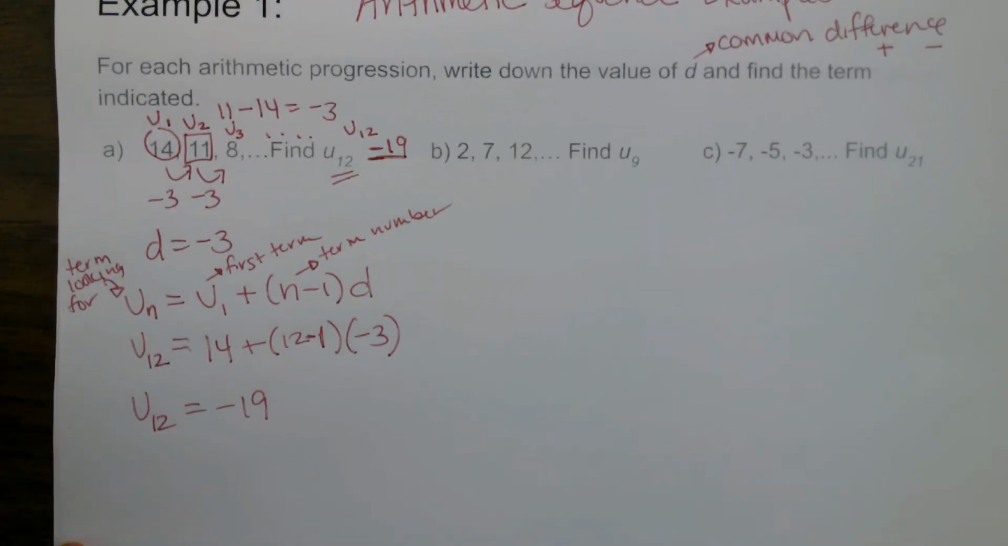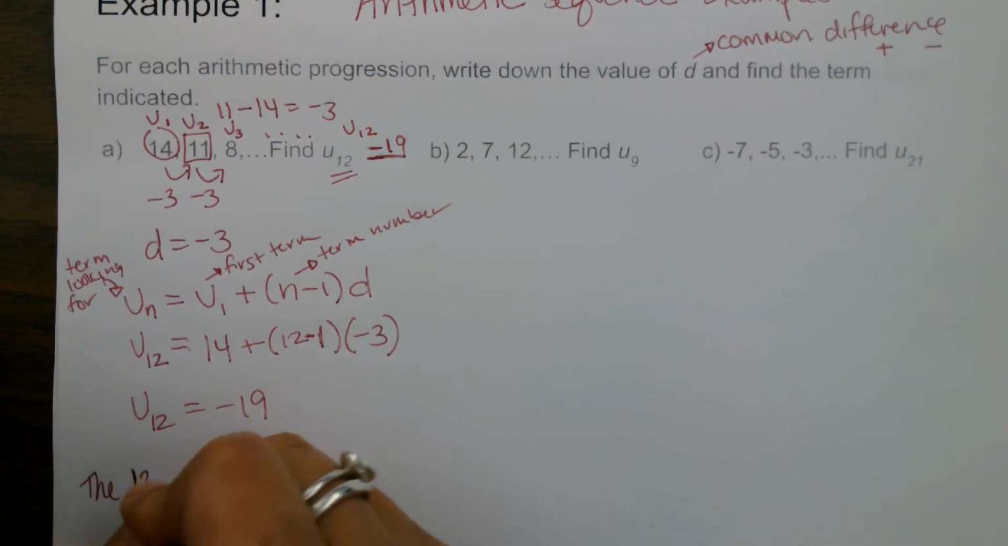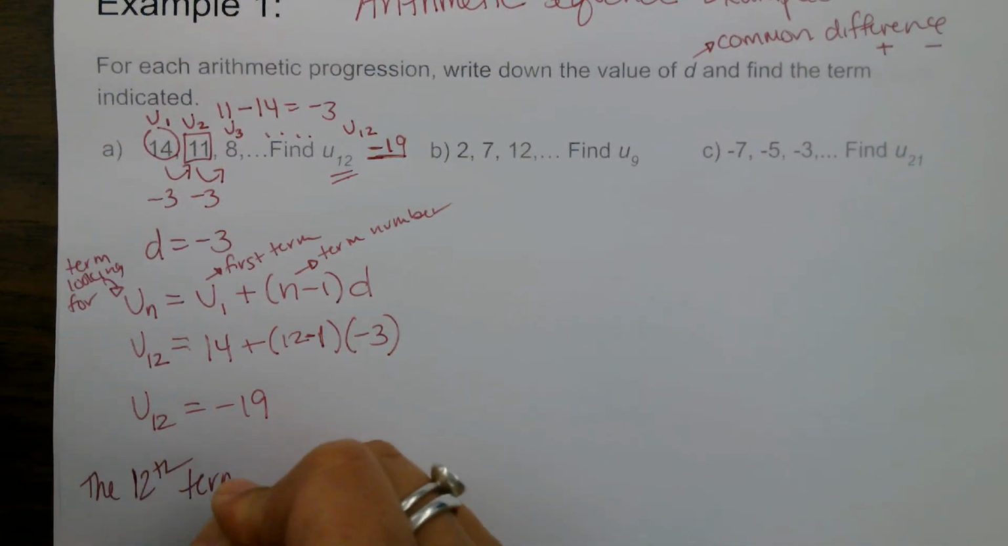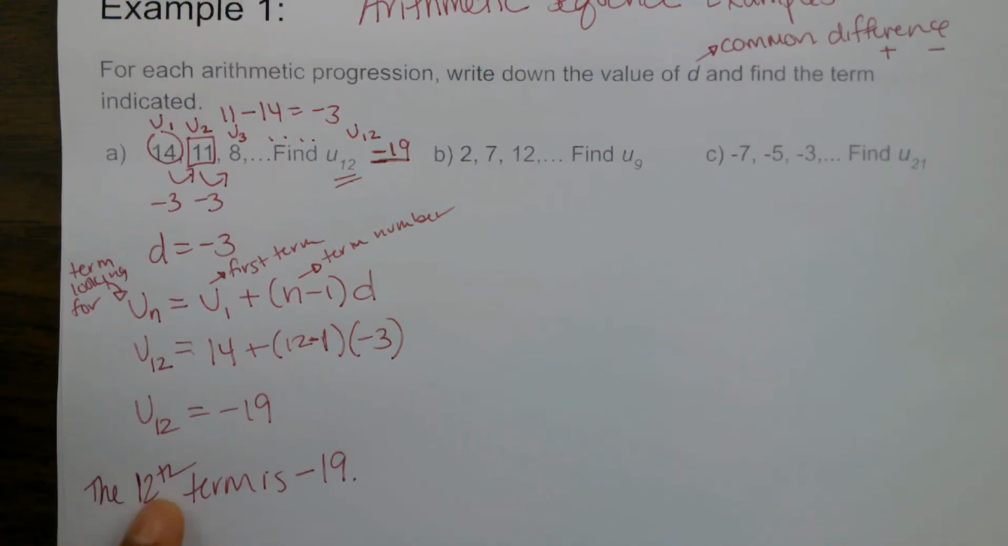So we can even write that out. The 12th term is negative 19. I wrote it like that so that you see this is the 12th term. It's not 12, it's that in the 12th term we would land on negative 19.